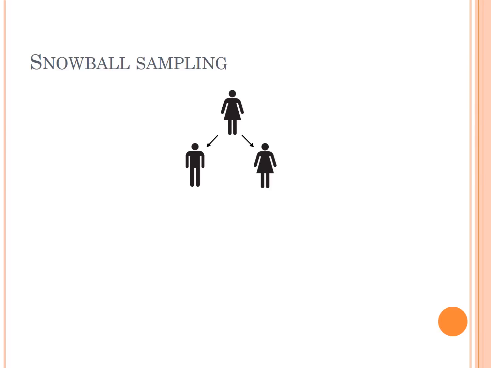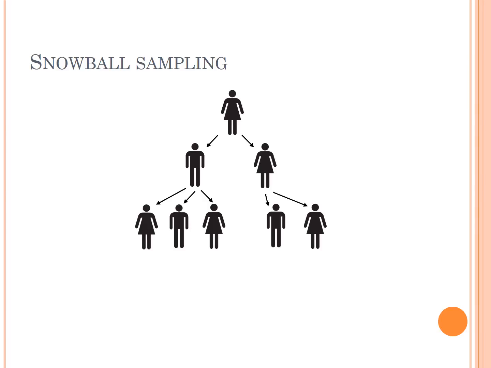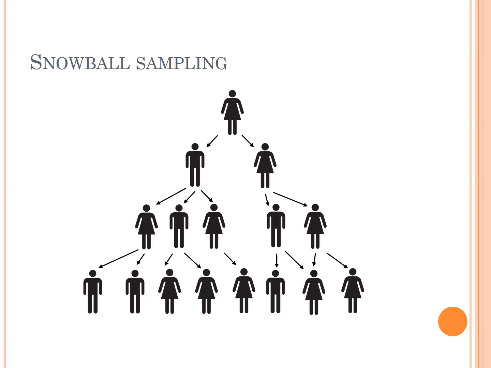These two individuals then, once completed with the study, would be asked if they know anyone. So one person might know 3 people, the other person might know 2 people. From these resulting 5 people, then you'd ask if they knew anyone who could complete the study, and so on and so forth.